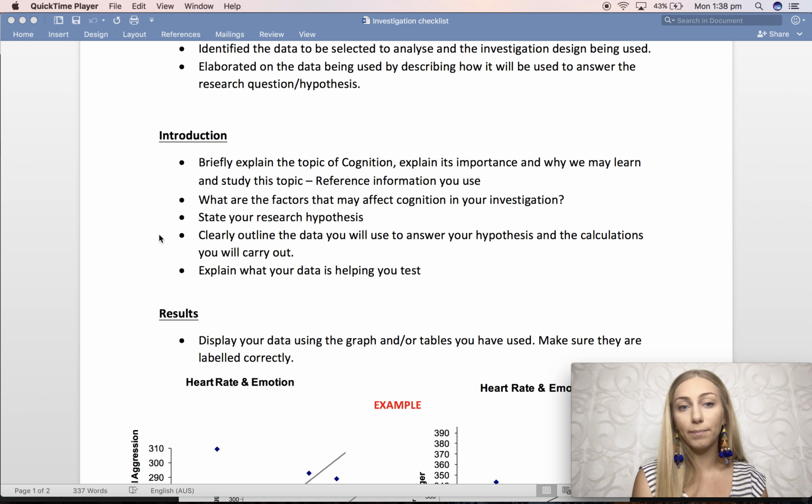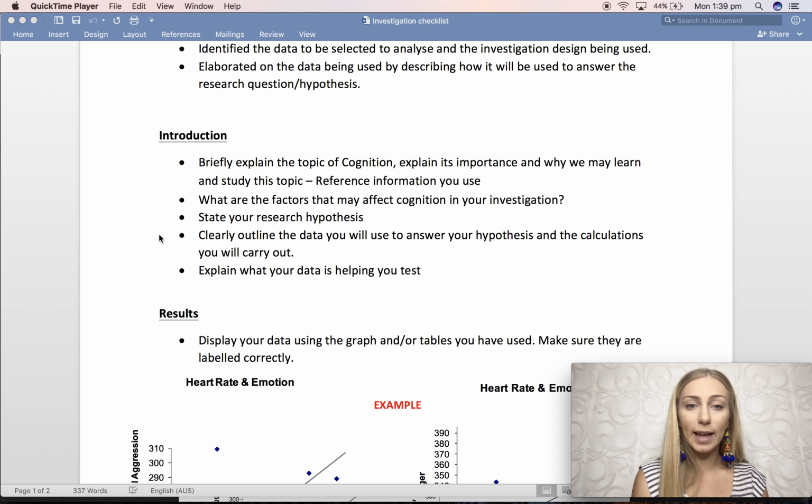have stated. Then you will state your research hypothesis again, because the introduction is separate to your proposal. So you are going to repeat some information because your proposal was done before the investigation and your introduction is done afterwards. So you restate your hypothesis, and then you clearly outline the data that you will use to answer your hypothesis again. And the calculations that you will carry out.